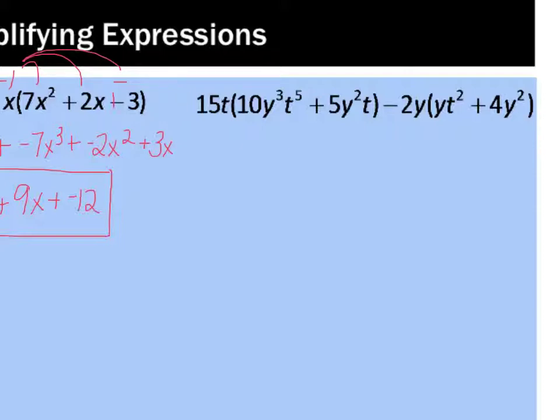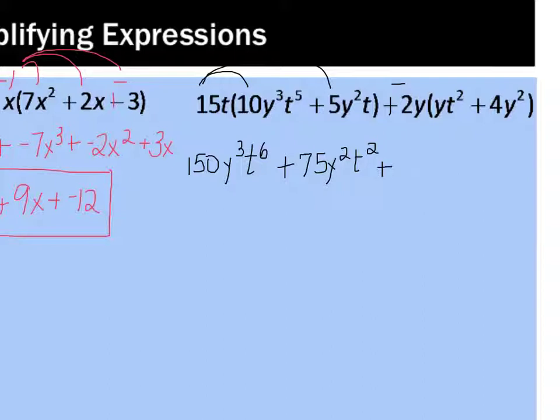Before you start, I would go through and add the opposite. Okay, and then if we go ahead and multiply 15t times 10 y to the third t to the fifth, well 15 times 10 is going to give us 150, and then we would have y to the third, and then t times t to the fifth would become t to the sixth. So we add the exponents there with the t's. Plus then, 15 times 5 is going to give us 75, and then you'd have y to the second, and then t times t would be t to the second.